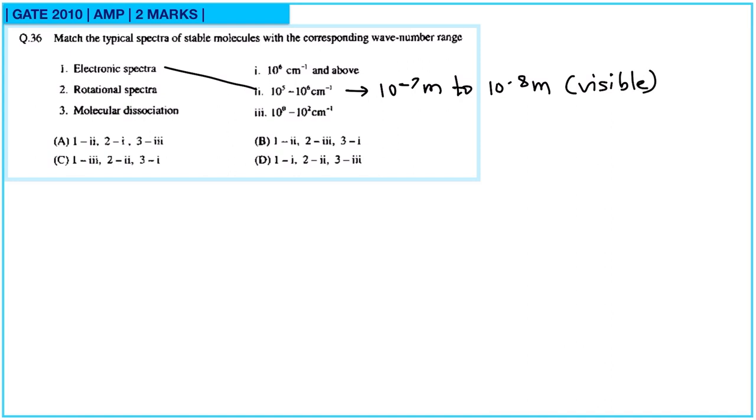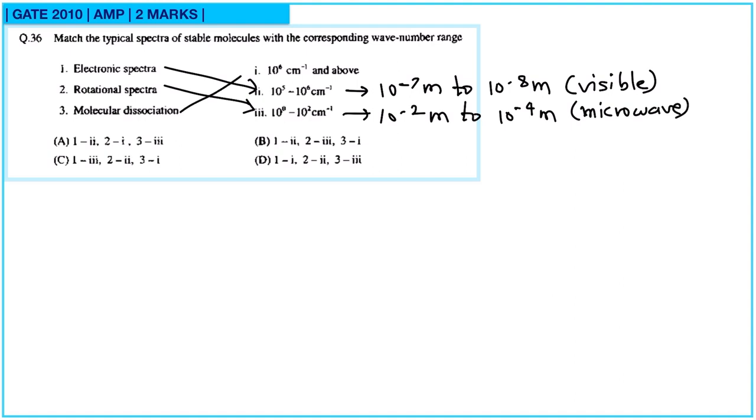Then rotational spectra, it is in microwave range. So this will be 10 to the power 0 to 10 to the power 2 per centimeter. So that is 10 to the power minus 2 meter to 10 to the power minus 4 meter. And it is in microwave spectra. And molecular dissociation is this one. So 10 to the power 6 per centimeter and above, that is 10 to the power minus 8 meter and below. And that will be UV and gamma.